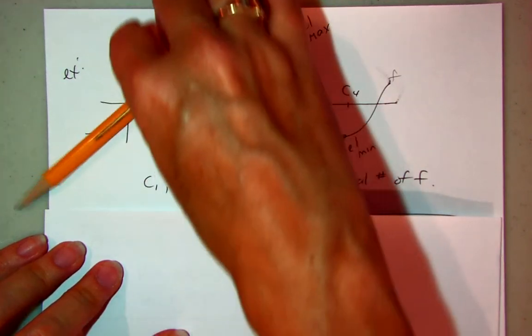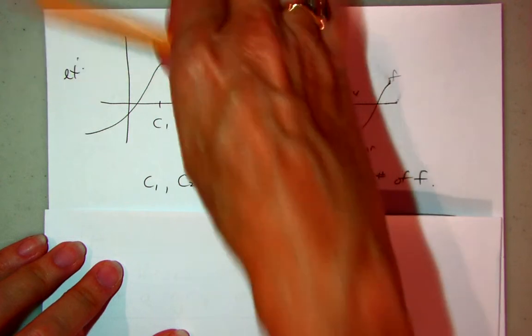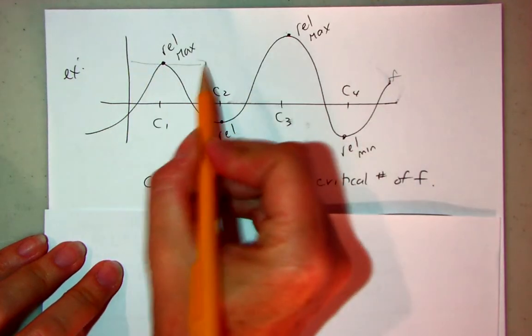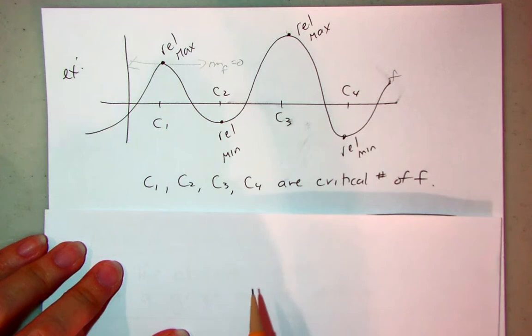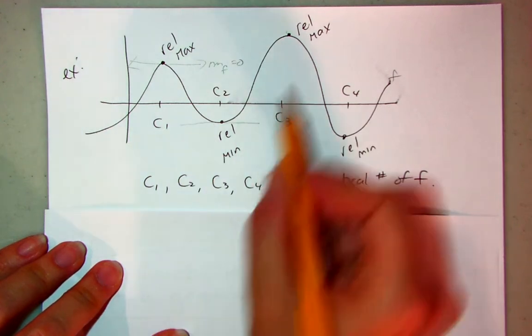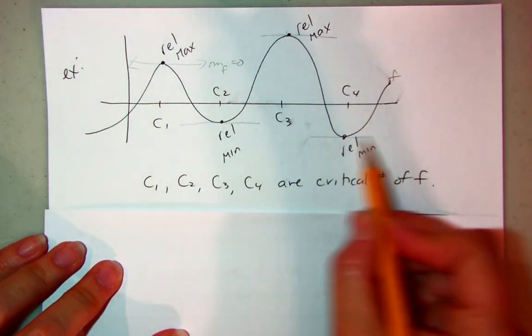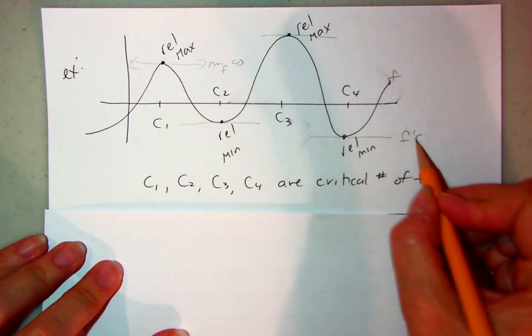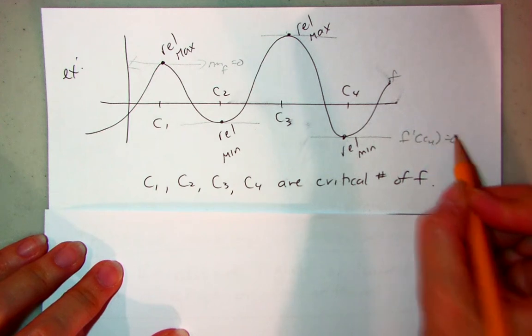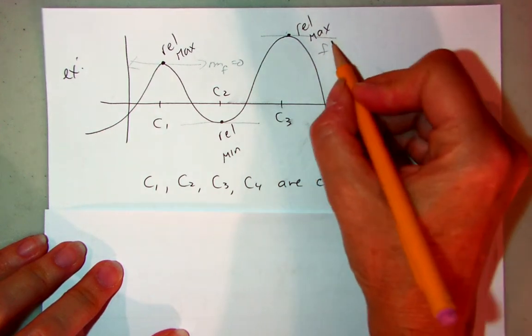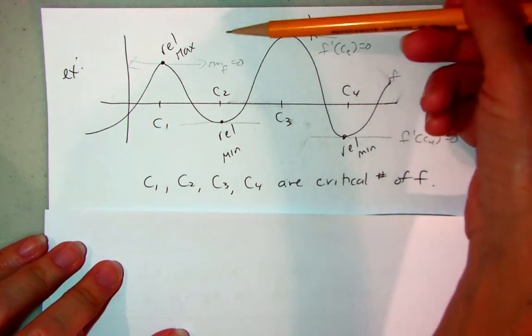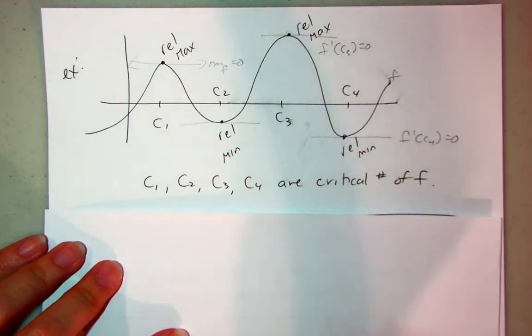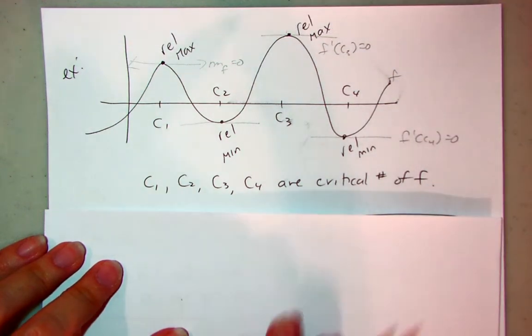So these are the slope of the tangent line. This is where the slope of the tangent line would be equal to 0. Here, and here, and here, and here. F prime of c4 is equal to 0. F prime of c3 is equal to 0, because the slope of the tangent line is equal to 0 at c3. So these are called critical numbers of f.